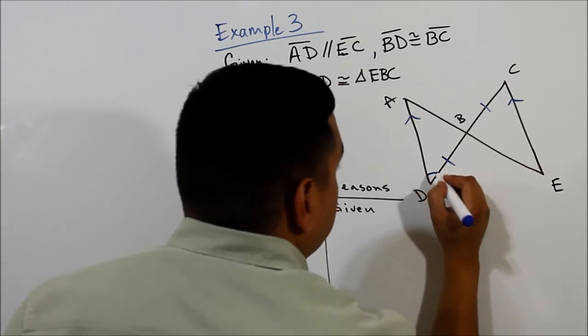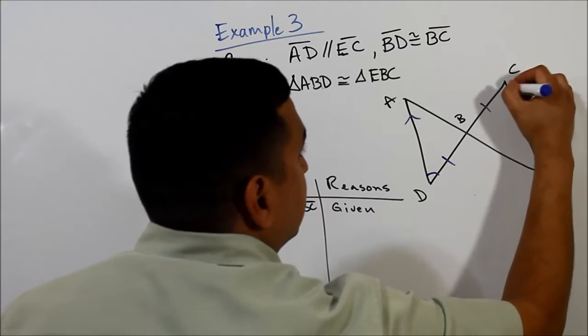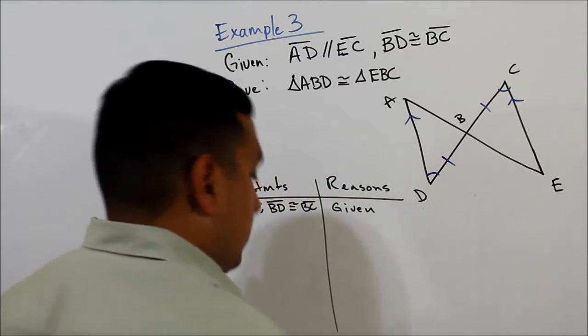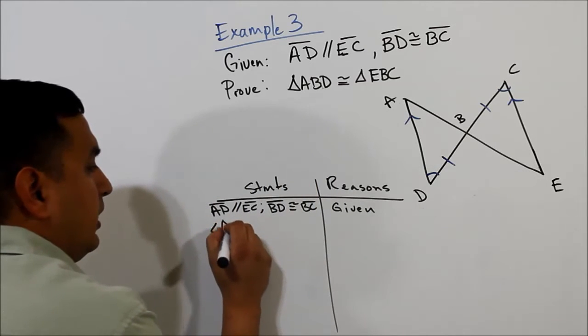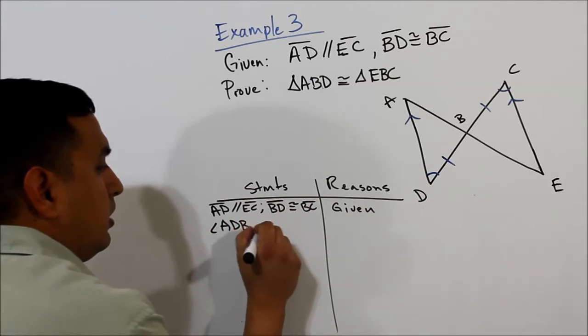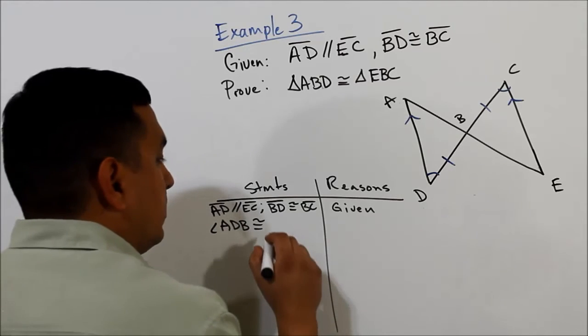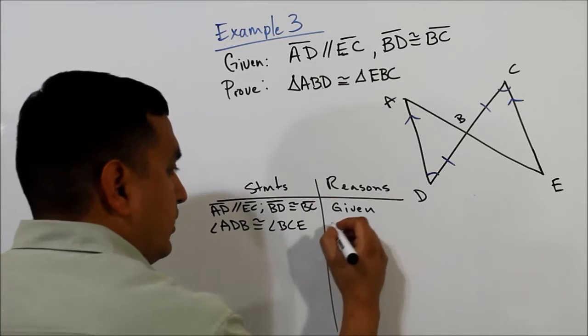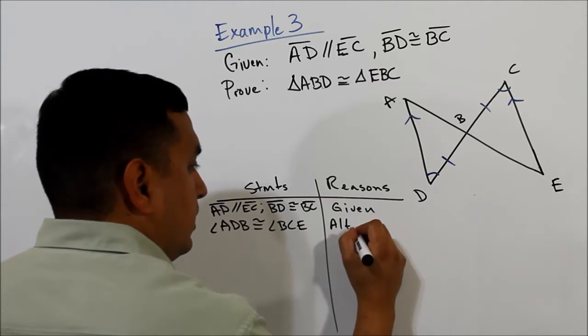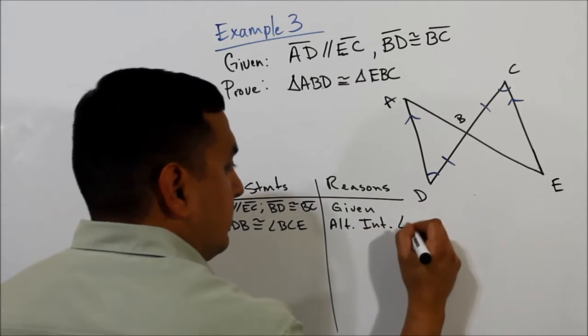So I'm going to look at this angle D here and this angle C. Now let's call this angle ADB, and I know it's congruent to angle BCE. Okay, and that's because of my alternate interior angles theorem.